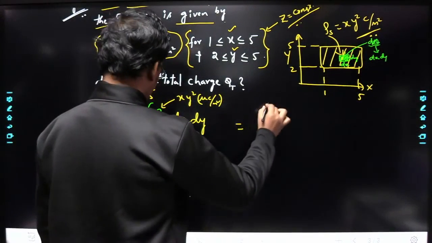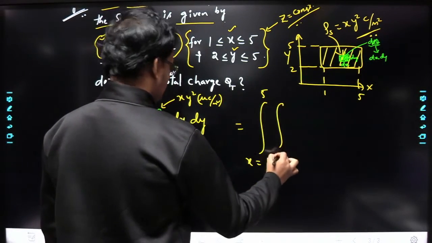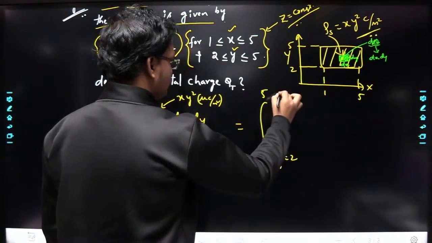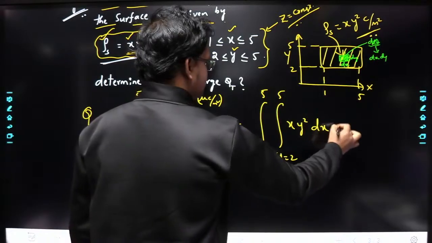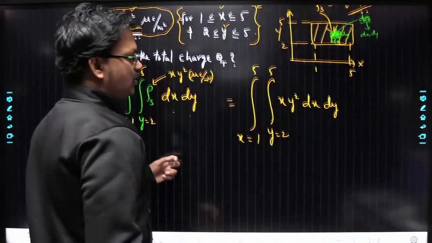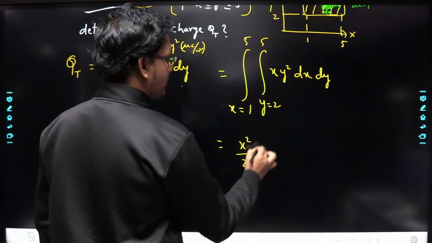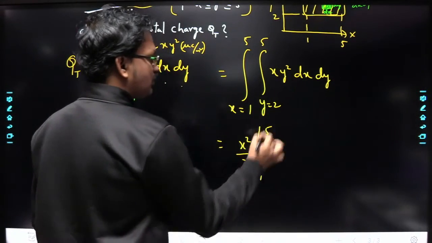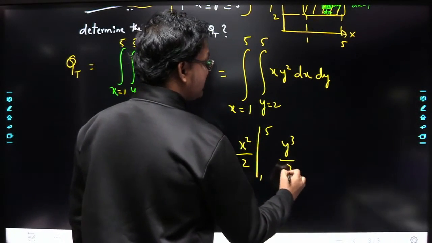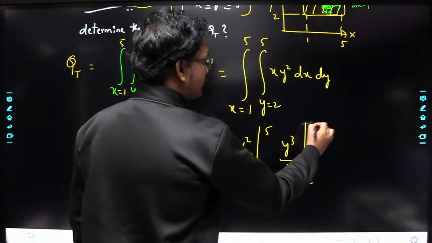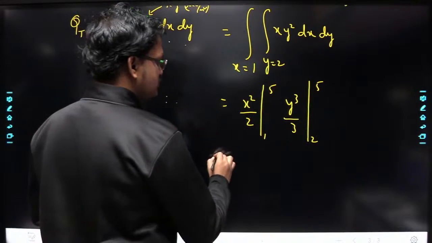What are you going to get? x is from 1 to 5, y is from 2 to 5, integral of x y square dx dy. If you substitute this, you are going to get x square by 2, its range is from 1 to 5, and the integration of y square is y cube by 3, from 2 to 5. Understood?